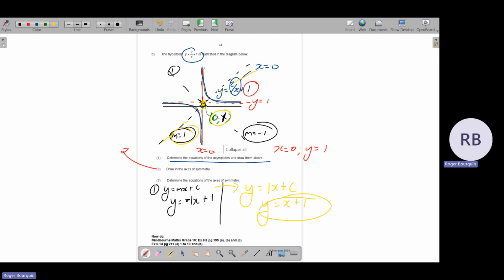One will have a gradient of -1, one will have a gradient of 1, and they'll always go through the point of intersection of where the asymptotes meet. That's hyperbola basics.